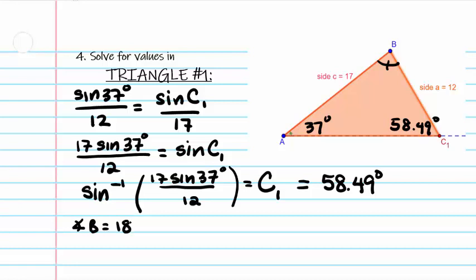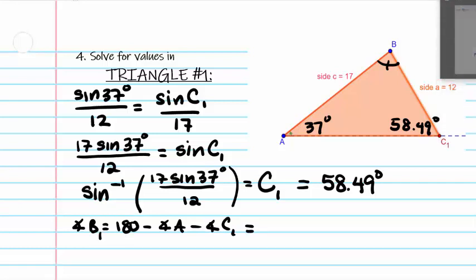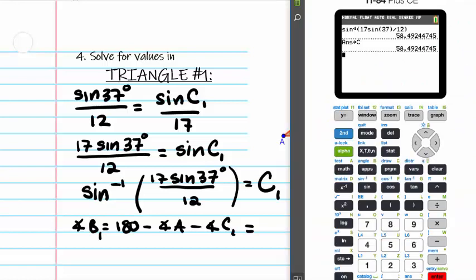So angle B in this triangle is going to be equal to 180 minus angle A and minus angle C1. And I'm going to call this angle B1 just so that I can stay consistent with the fact that this angle represented angle B from the first triangle. So let's go ahead and calculate that. 180 minus 37 minus alpha C. I haven't done any rounding, and so I'm not going to round a rounded answer.